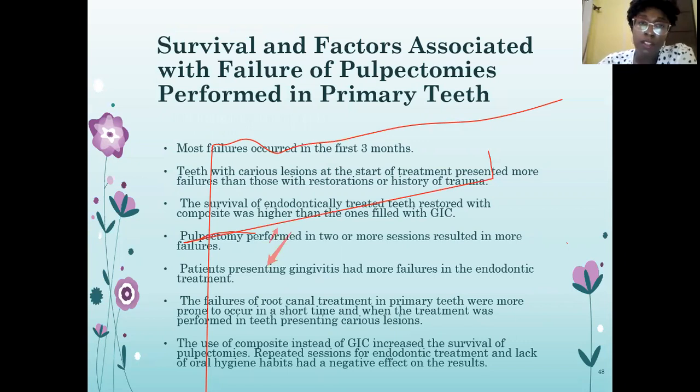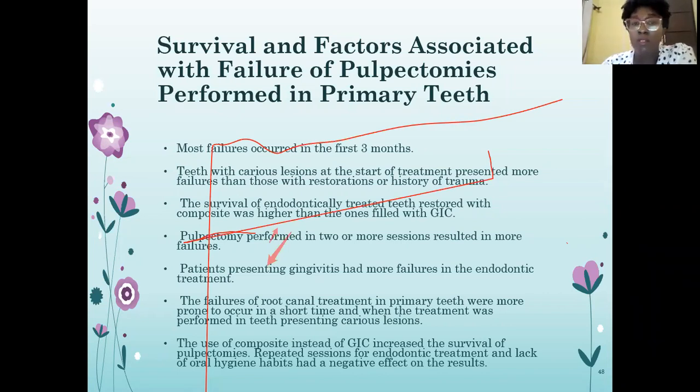So teeth with carious lesions at the start of treatment presented more failures than those with a history of restorations or trauma. Of course, with carious lesions, you have bacteria in there, so the likelihood of failing is higher. Then once your endodontically treated tooth is restored with composite, the chances of survival are higher than ones filled with GIC. Although this is also disputable because it depends on the GIC that you use, and whether or not you crown your tooth. Pulpectomy performed in 2 or more sessions resulted in more failures.